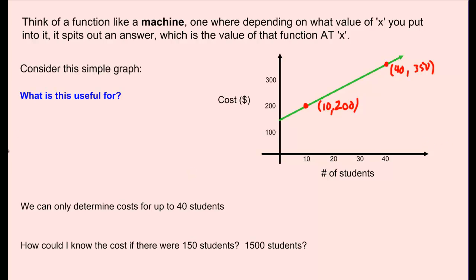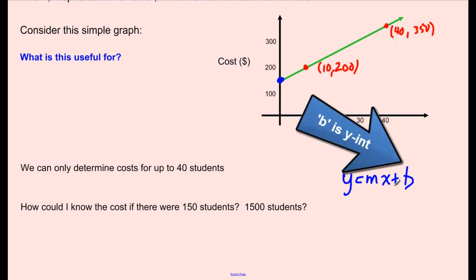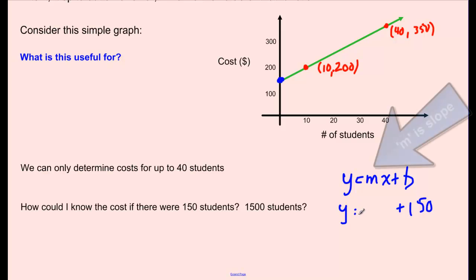This seems linear, and it is linear, so how do I create an equation for it? Because it's linear, we get a y-intercept. It looks as though our y-intercept is right here at 150. So our equation is going to look like y equals mx plus b. Our y-intercept is 150, so that's our b value. All we need now is our slope.